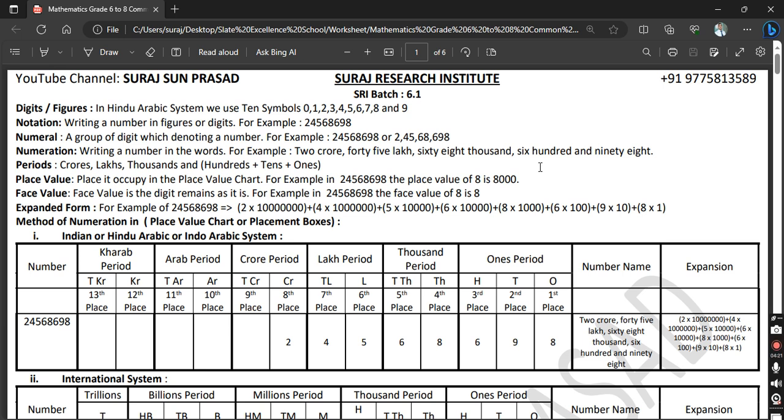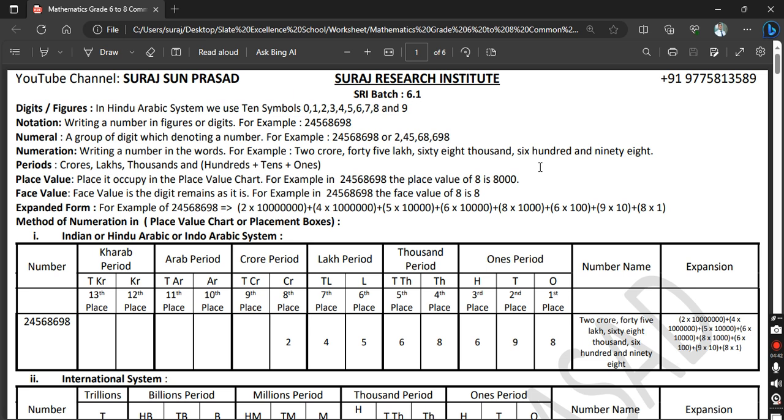As you are able to see here, the face value of a number means that whatever the number is, the face value will remain the same. For example, the face value of 8 is 8, of 9 is 9, of 6 is 6, of 8 is 8, and of 2 is 2. Similarly, the next concept that we are going to learn is known as expanded form.